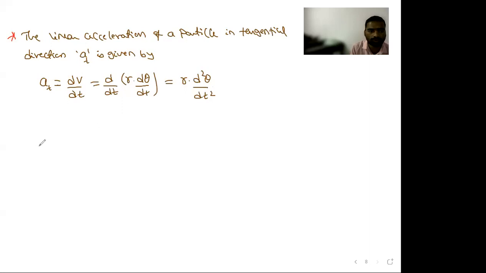Yes, this is the formula. AT is equal to r into d square theta divided by dt square. Is it alpha square? Alpha square is okay, we will write it down. Alpha, this one you have to write. So this is d square theta divided by dt square.